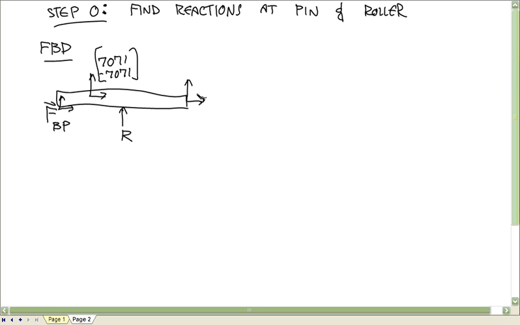And break this force into components, you get negative 6928.2, negative 4,000, right?